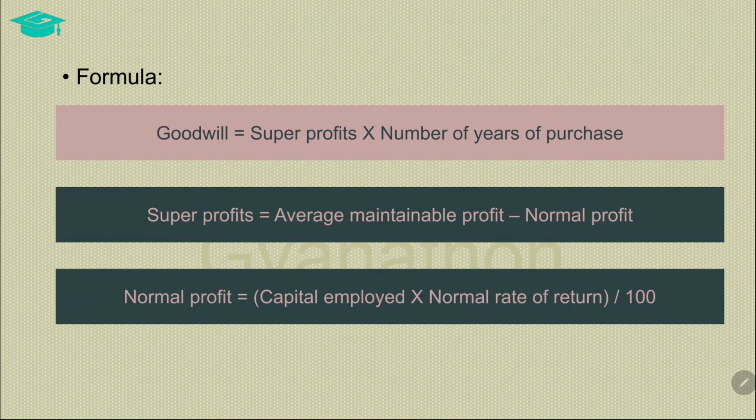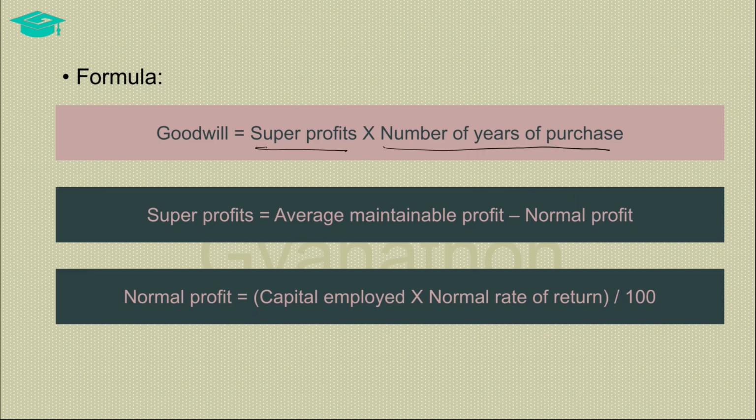In order to calculate goodwill by the super profits method, first we need to calculate the normal profit and then we calculate the super profit, and finally we will discuss the calculation of goodwill. The formula for goodwill, as we can see here, is super profits multiplied by the number of years of purchase. We already know the meaning of the term number of years of purchase, which we have seen in detail while we were discussing the calculation of goodwill by the average profits method. Now let us see how to calculate the super profits.